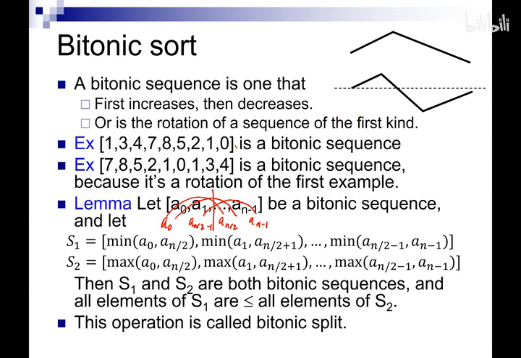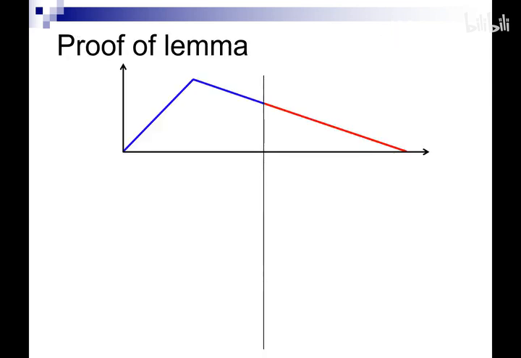All right, so now let's prove this claim. We're going to do a proof by picture. We start with a bitonic sequence, and then I'm going to split this down the middle. The blue part is the first half of the sequence, and the red part is the second half. This is a bitonic sequence, so it increases in the first part and then decreases. Let's say that when you cut it down the middle, this is actually in the decreasing part.